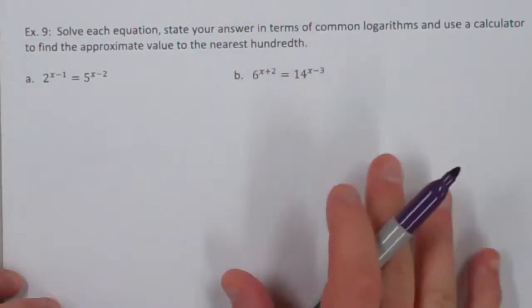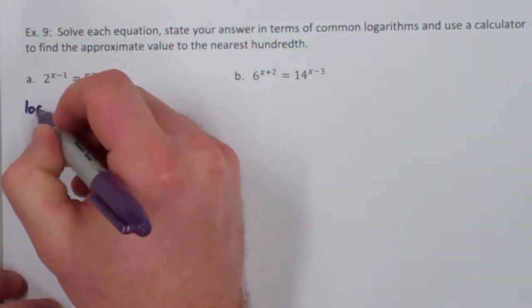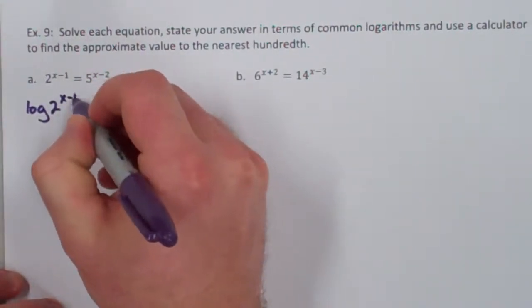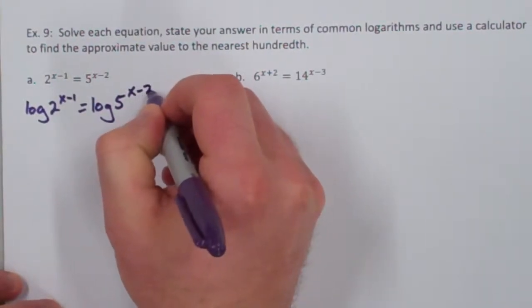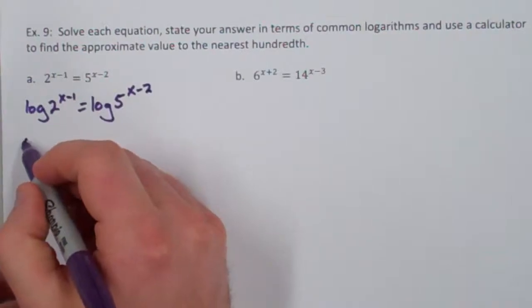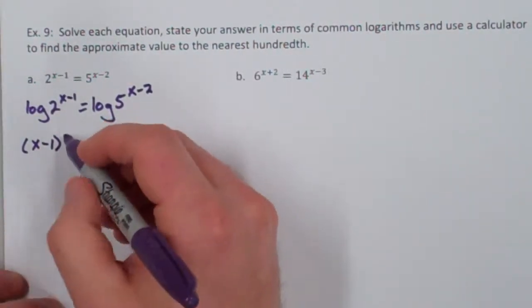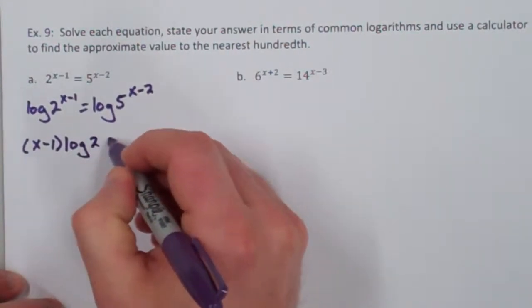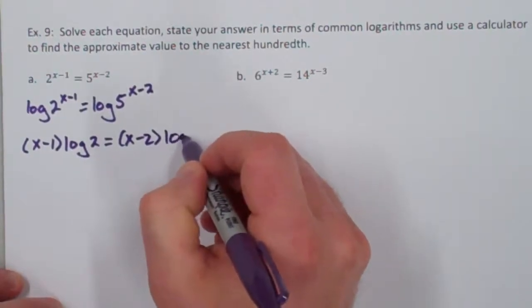So we're going to do the same thing that we did previously, and that's just going to be to take the logarithm of each side. If we do that, that allows us to move the exponent out to the front. You have to remember to use parentheses here. And then this is going to be x minus 2 log 5.